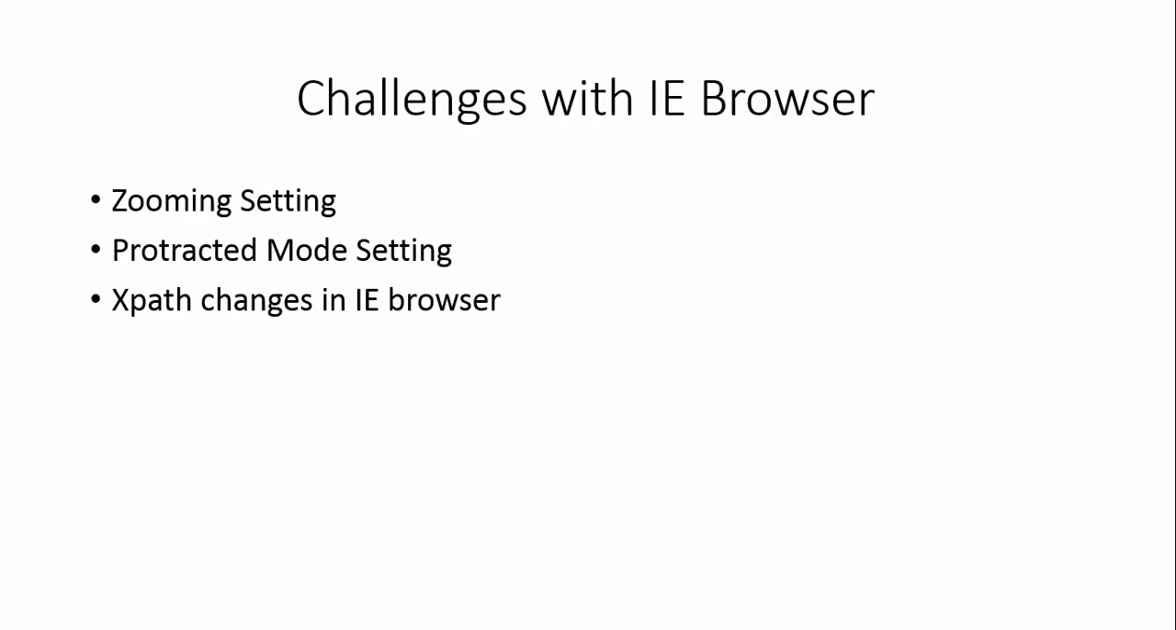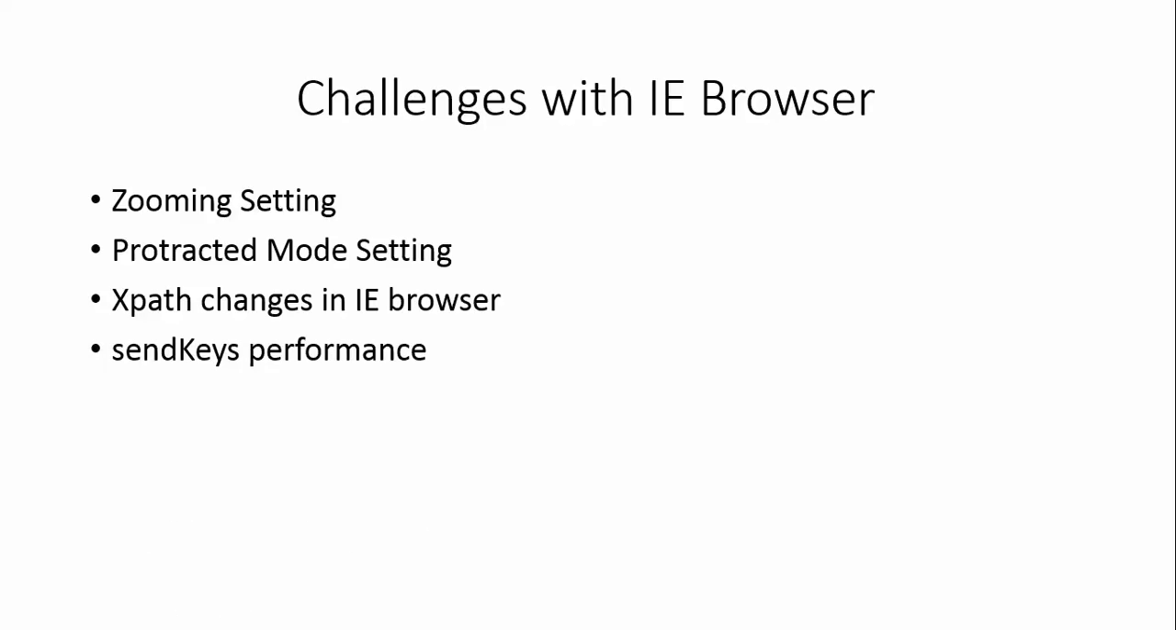XPath changes in IE browser. When you work with cross browsers, let's say you want to run one script in all three browsers, you will notice 95% of XPaths will work fine, but sometimes XPath changes in IE browser because every browser has a different implementation. So for some elements this XPath might not work. In that case we have an alternative, we can use CSS. CSS will remain the same for all the browsers. If you are completely new to CSS, you can go to my previous tutorial and check how to write CSS in Selenium WebDriver.